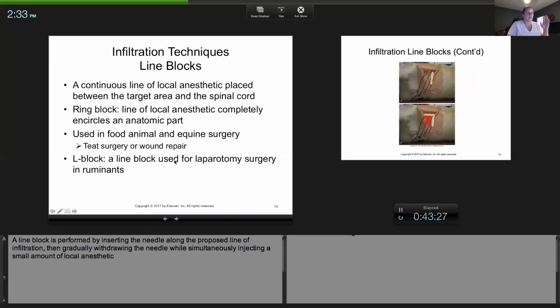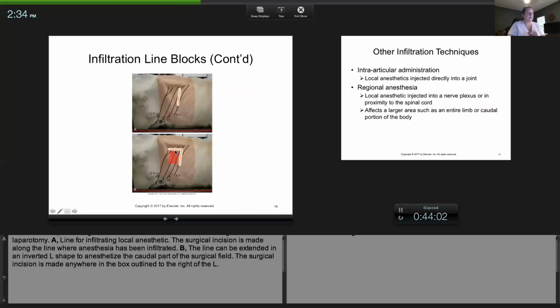Now, the other way we can do this technique is something called a line block. And it literally means you're putting anesthetic down a line. A ring block can be for a declaw. You can put a ring around a teat. So sometimes cows will get a tear in their mammary gland. You can put a ring around a teat, and you can block the injury there. Sometimes, and then what we do with cattle is this is the L block.